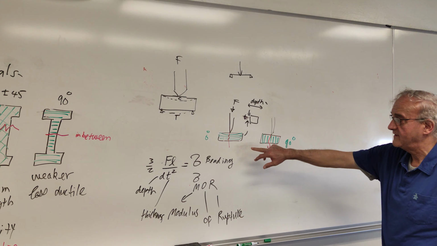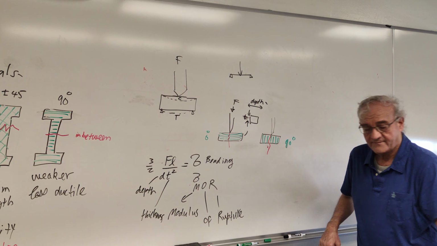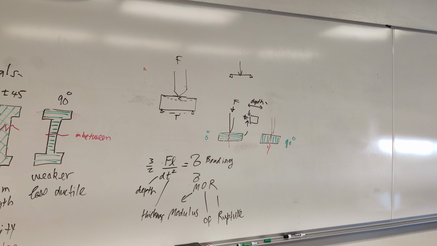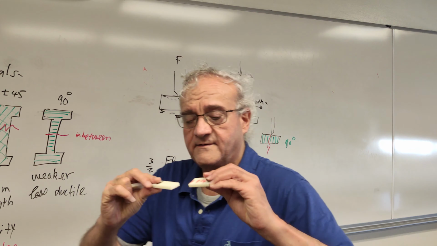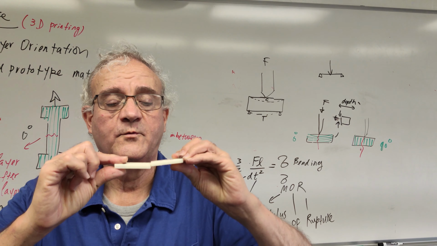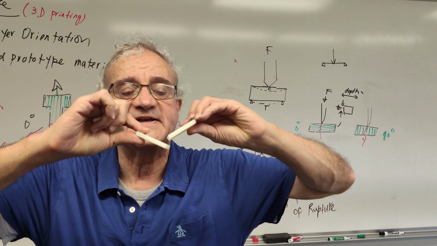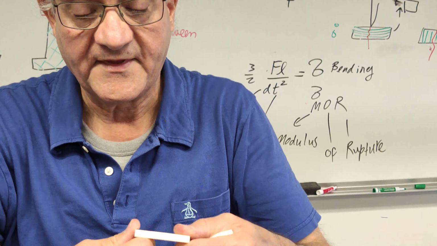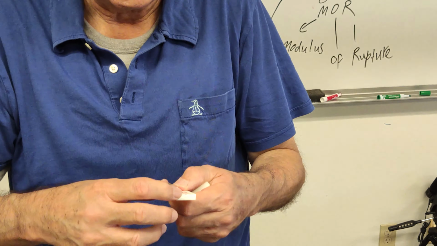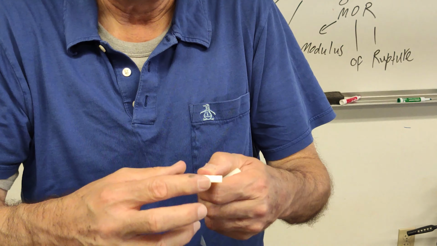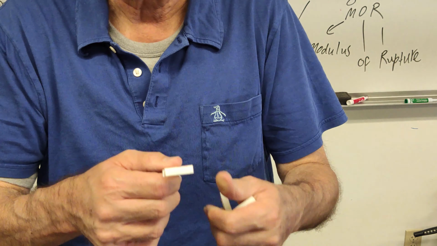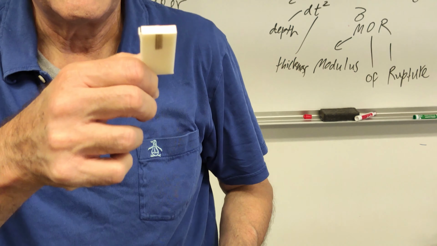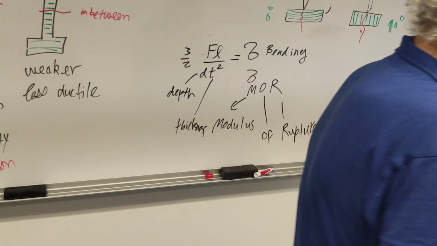So again, in bending, the zero is much better. Take a look at the following. This is 90 degree. When you bend it, it broke in a second. While this is the 0 degree. And as you see, you have to go through one by one of these so that you break the sample.